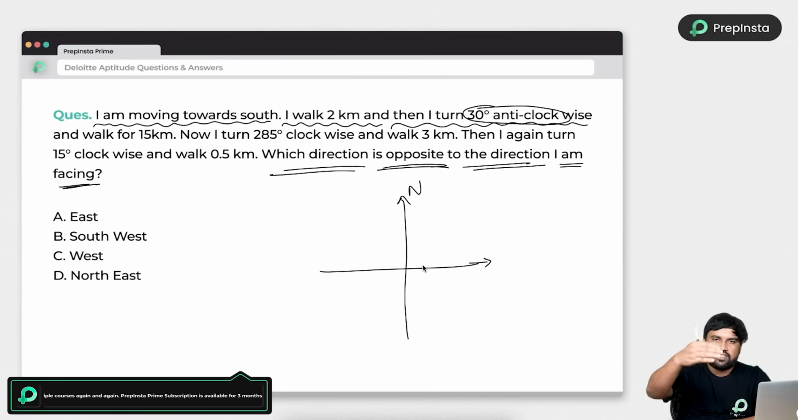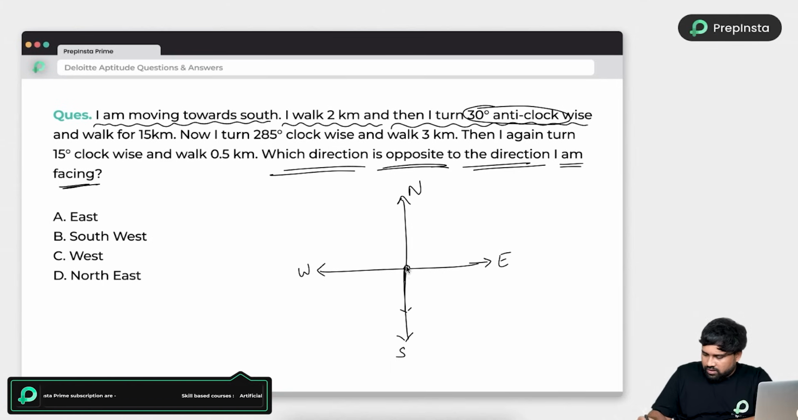So we are always facing towards the north. So the opposite direction is south, the right hand side is east, the left hand side is west. So here, for example, I am facing toward the south first. South is this.